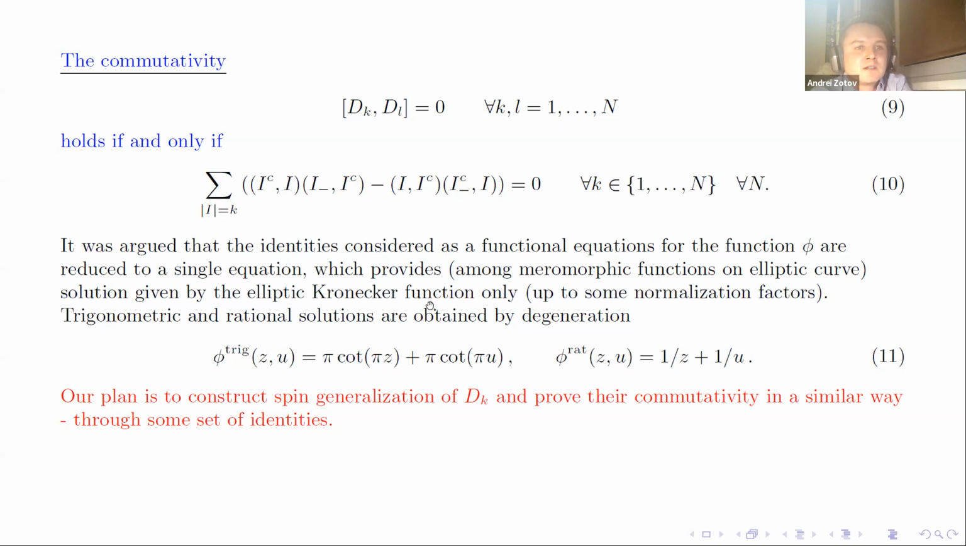So our purpose is to construct a spin generalization for these operators, and we're going to prove their commutativity in the same way. We're going to derive a set of identities and then prove it.